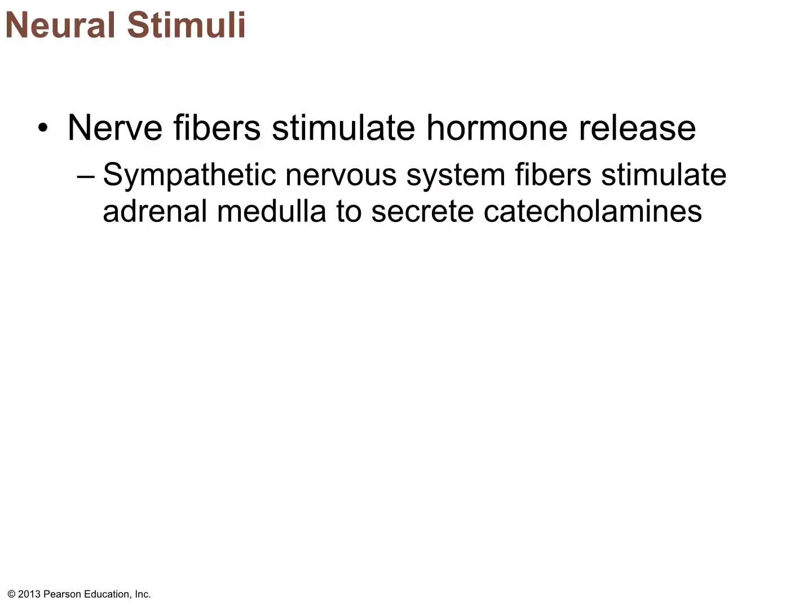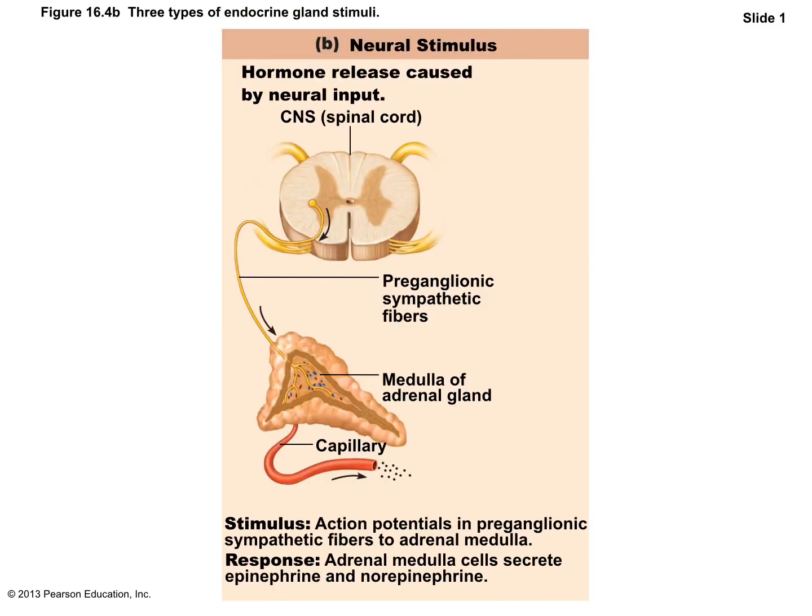Now, a neural stimuli is what it sounds like. It's going to be a nerve impulse, and that's going to trigger the release of hormones. So an example of this would be the adrenal medulla produces these hormones called catecholamines, like epinephrine, norepinephrine. So epinephrine is adrenaline. To give you an example, you'll send a nerve impulse to the adrenal medulla, which will cause a release of epinephrine. And then here's the visual of the neural stimuli. You can see the nerve going to the adrenal medulla and the subsequent release of the hormones.